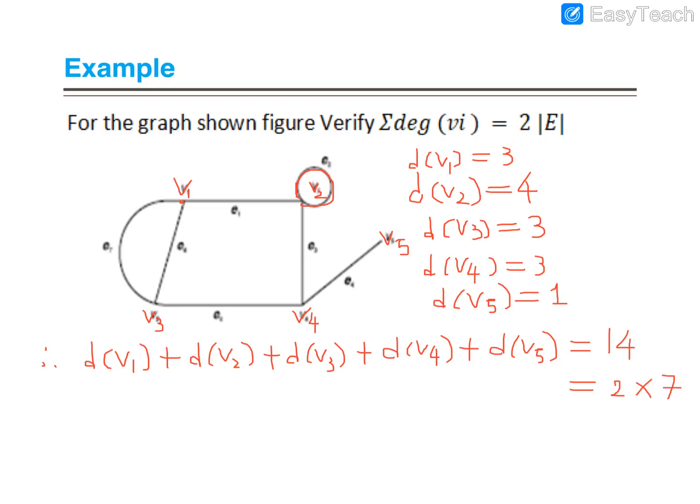Now we have 7 edges in graph G, E1, E2, E3, E4, E5, E6 and E7. So we have a total of 7 edges in our given graph. So we have 2 multiplied by the number of edges, which is 7. Therefore here the sum of the degrees of all vertices, that is degree of Vi where i is from 1 to 5, is equal to twice E, that is twice the number of edges.